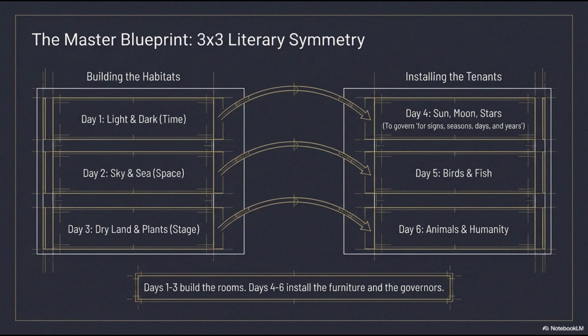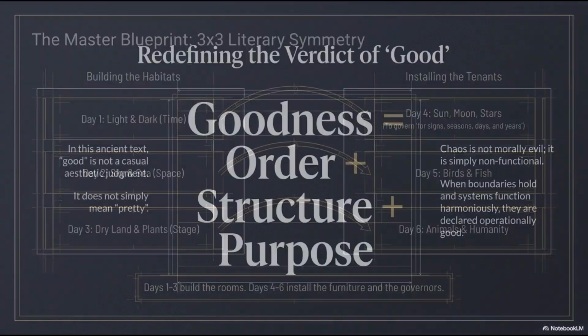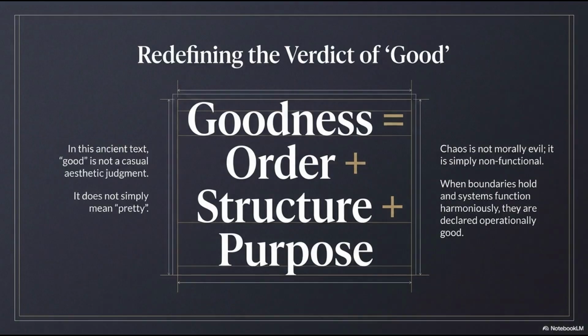It's amazing. The text is not just a random inventory of things popping into existence. It is a highly choreographed, poetic sequence designed to convey intentionality. Absolutely. And beating like a drum throughout this whole structural phase is the phrase, "And God saw that it was good." Yeah, and we need to decode what good means in this ancient context. When the text says it was good, it is not making a casual aesthetic judgment. Like, it doesn't just mean pretty.